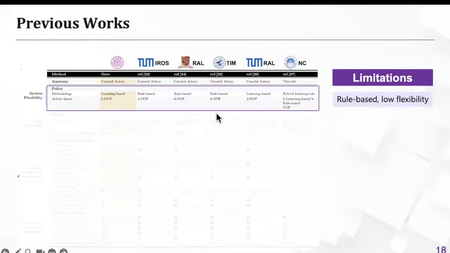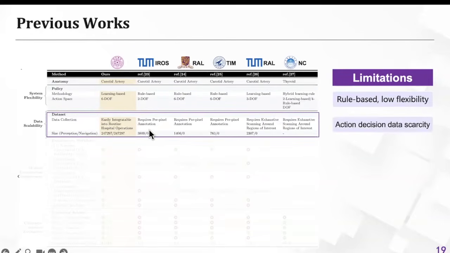Moreover, we have summarized the limitations of the prior work into four key aspects in our paper. First, the existing works are mostly rule-based, which lacks flexibility and struggles to adapt to the complex structural variation of the carotid artery in the real world. Second, the previous works lacked action decision data. A lot of work collected thousands of data in perception, but none of them have data about the scanning. That makes it impossible to train a learning-based scanning model, which also limits its generalization ability.